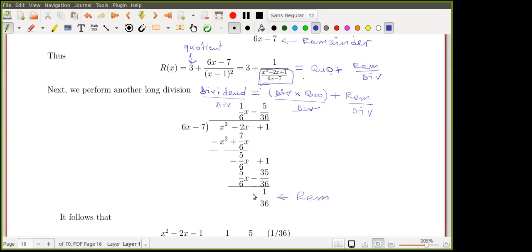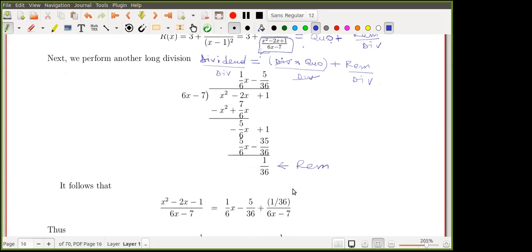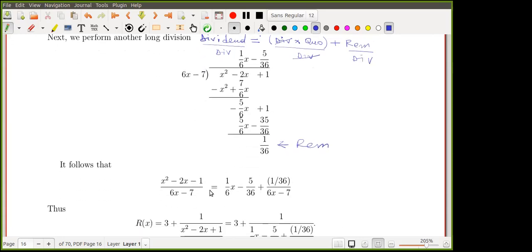Now that we have the remainder, we can do exactly what we did here. So we rewrite this as the quotient plus the remainder divided by the divisor. This is the quotient, plus the remainder, which is this one, divided by the divisor.